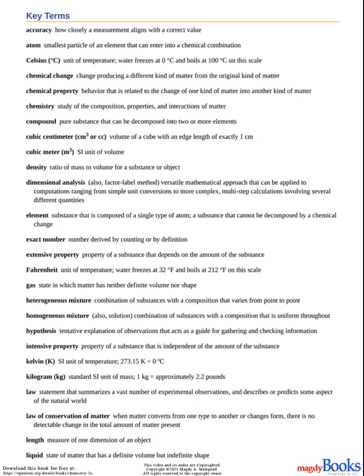4. Chemical change. Change producing a different kind of matter from the original kind of matter. 5. Chemical property. Behavior that is related to the change of one kind of matter into another kind of matter. 6. Chemistry. Study of the composition, properties, and interactions of matter. 7. Compound. Pure substance that can be decomposed into two or more elements.